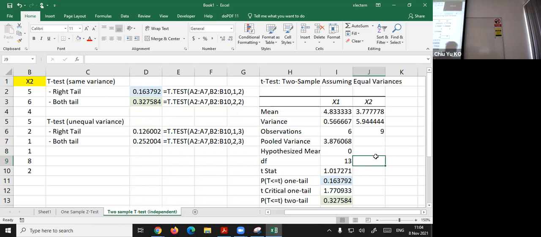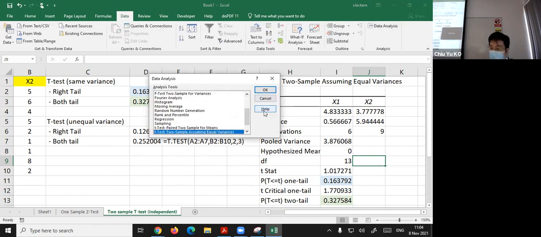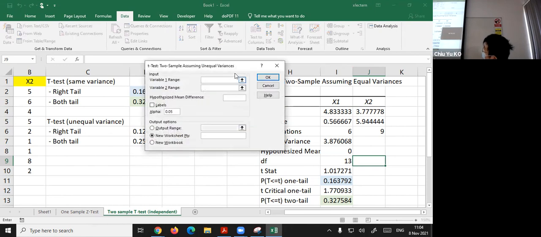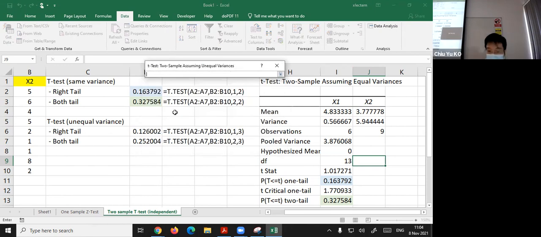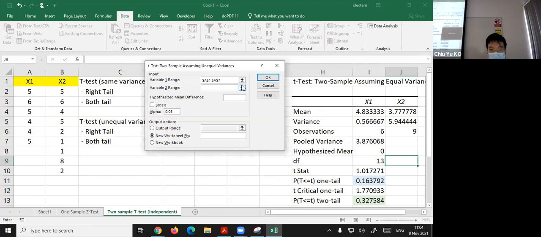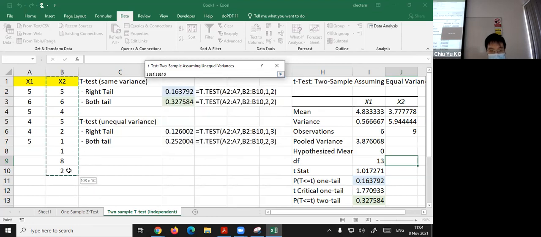So we can do unequal variance. That's not complicated, right? We just do the same thing. Let's do it again. But instead of equal variance, go to unequal variance. Okay, unequal variance, and do the same. The variable 1 range comes from all the X data, all the way up. You include the first one because you want to include the label. And variable 2 we also do the same.